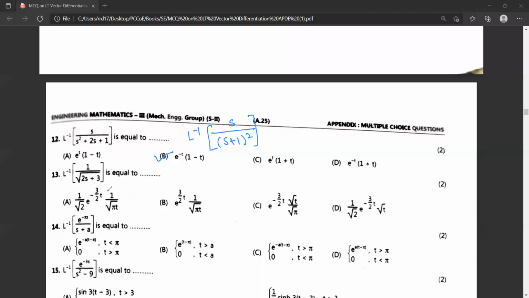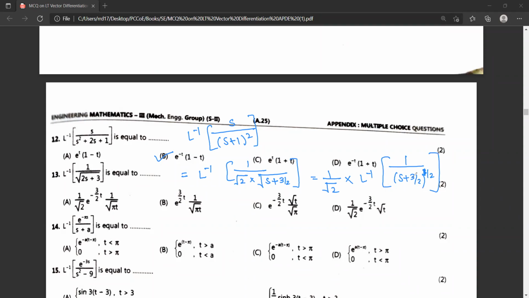This one? Okay. Now it might be confusing for you. So what you do, take these two common firstly. So L inverse of 1 upon root 2 into root of (S plus 3 by 2). Now root 2 can be taken out. So 1 by root 2 into L inverse of 1 upon (S plus 3 by 2) raised to 1 by 2. Now you can apply the property and find out the answer.